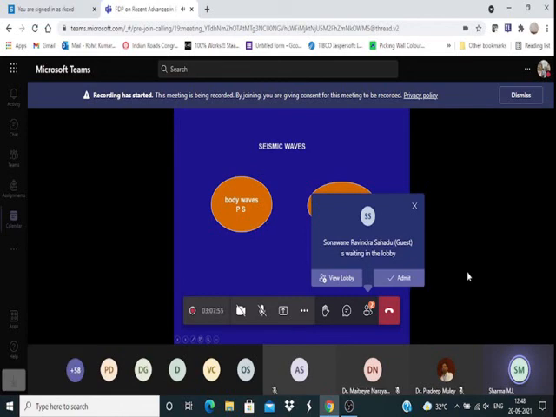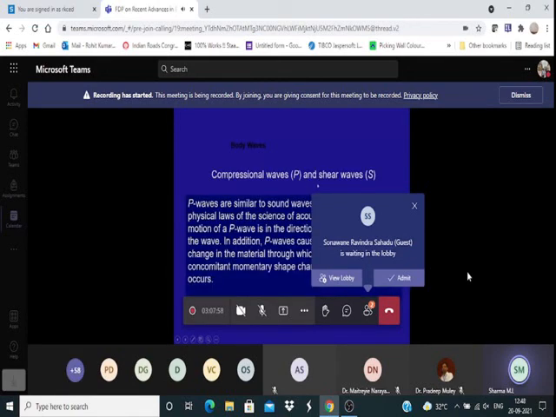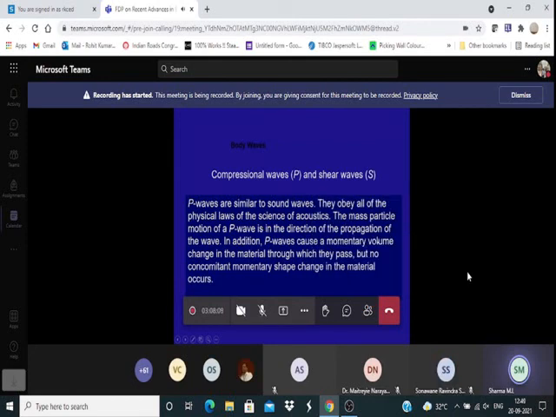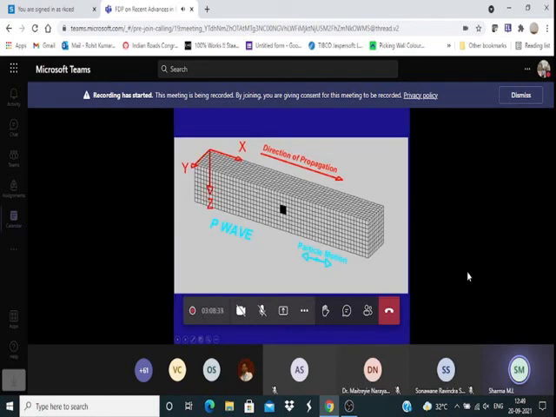It is 12th class theory, and you know that the compressive waves, the P waves, are similar to sound waves. They obey all the physical laws of the science of acoustics. The mass particle motion of the P wave is in the direction of the propagation of the wave. In addition, the P wave causes a momentary volume change in the material through which it passes, but no concomitant momentary shape change. So these primary waves propagate like this: the particle motion is in the direction of the propagation, with rarefaction, compression and dilatation. This is how the primary waves move within the medium.